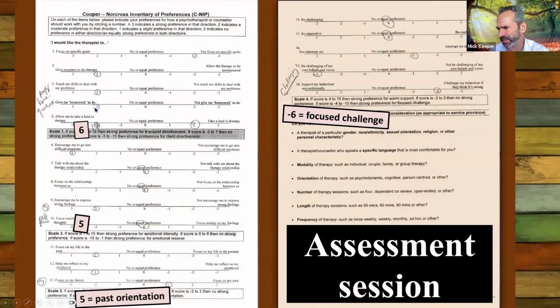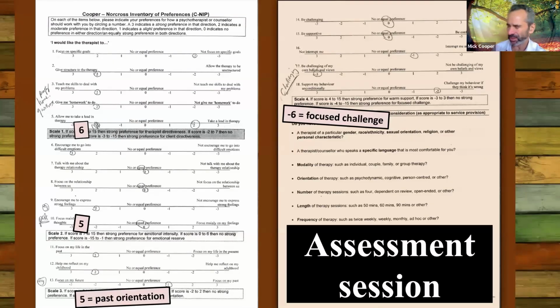And just to say, this is the earlier version of the CNIT. They indicated at the beginning a strong preference for focusing on the past and also for having more of a focused challenge, which, going back to the point John was making about authenticity, runs a bit against my grain.